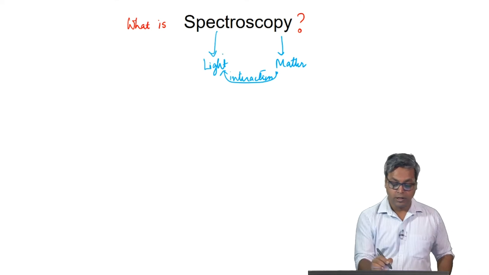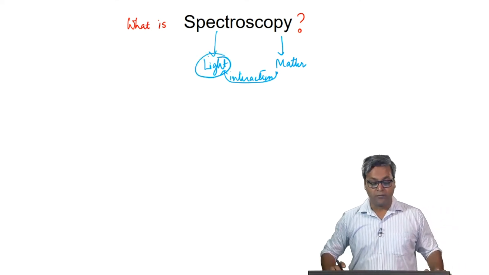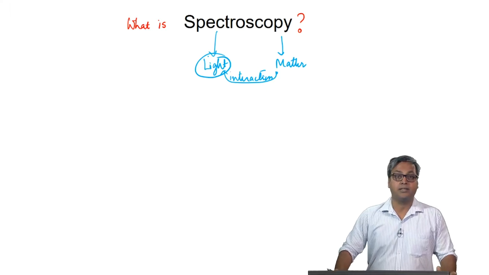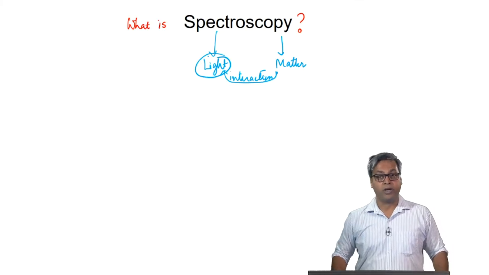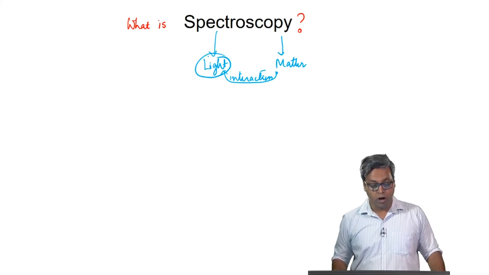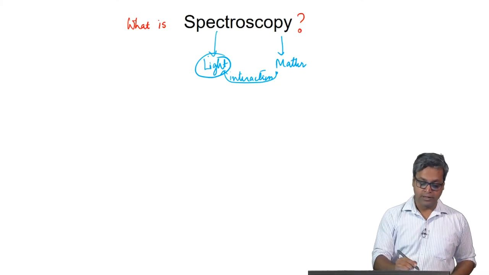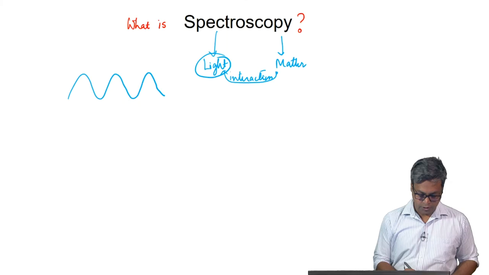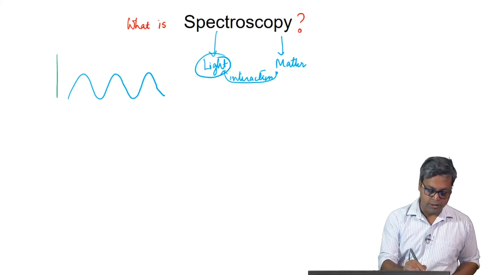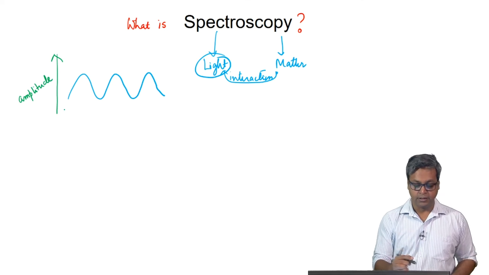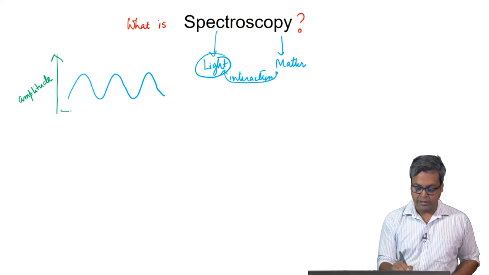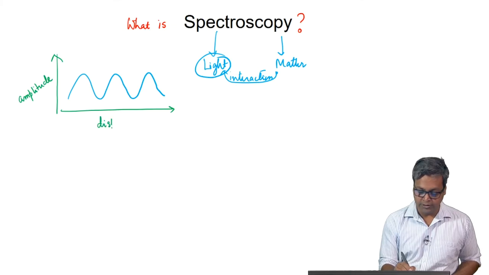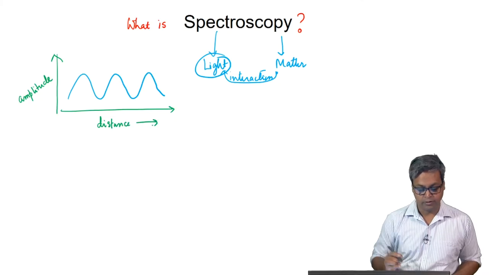So, first let us focus on light. Because we have light and matter, we would ask, what is light? Light is an electromagnetic wave which oscillates in space. Because we have talked about a wave, let us draw a wave first. Now we have drawn a wave, and because this is a plot, let us label the axis. On the y axis, we are showing the amplitude. That means, it tells us how large or small the wave is. On the x axis, we are showing the distance traveled by the wave.